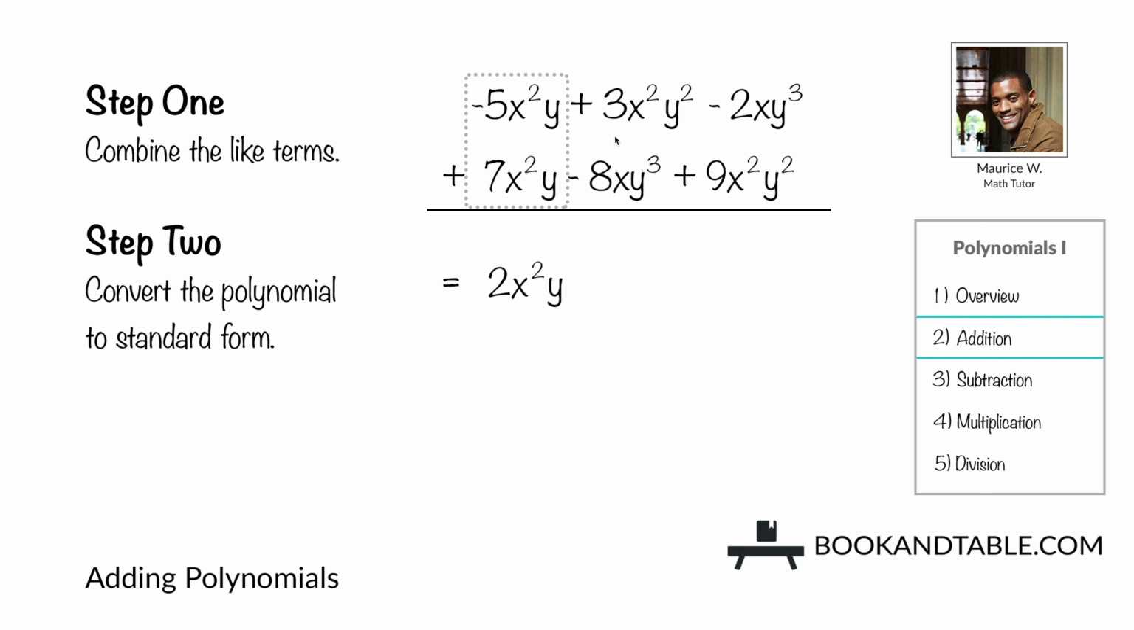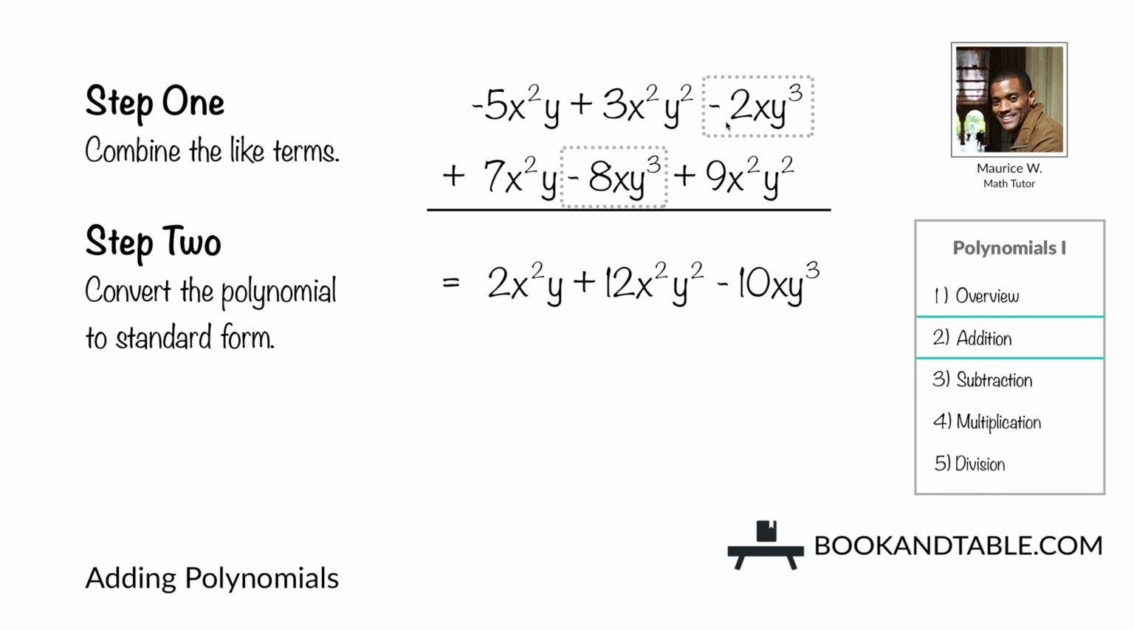Then you go to the second term of the first polynomial, which was 3x squared y squared, and you combine that to any term in the second polynomial that has the same variables with the same exponents. And we have one term, 9x squared y squared, that has the same exponents with the same variables. So when we add their coefficients, we get 3 plus 9, which gives us 12x squared y squared.